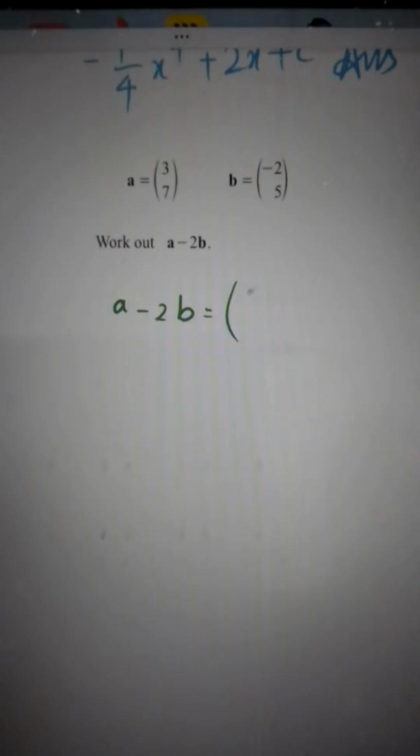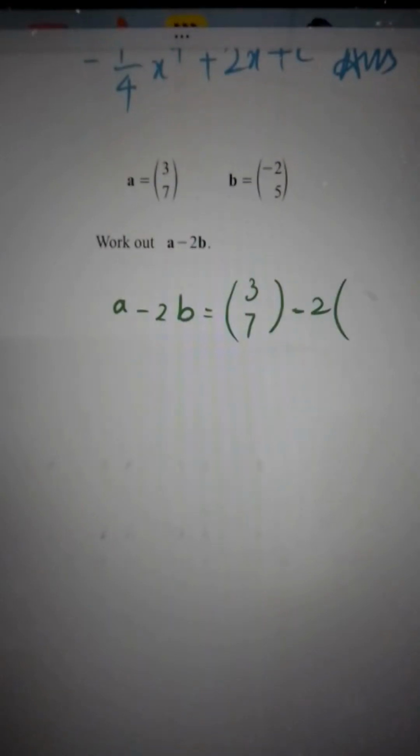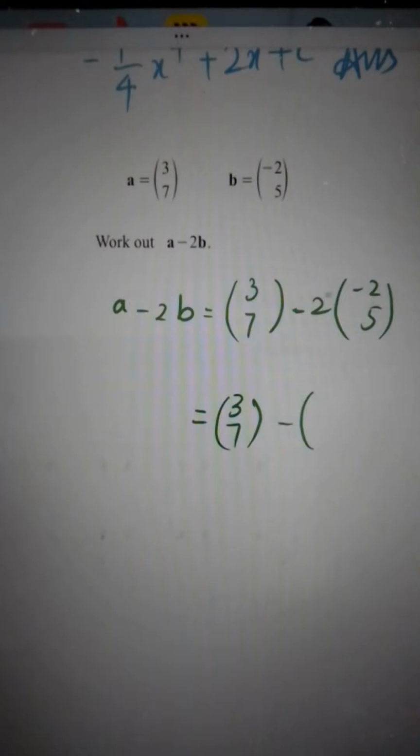A minus 2b can be written as, a can be written first, right? A is (3, 7). Then we write the minus sign. Then we write 2, and then the other vector, which is (minus 2, 5). Here, scalar multiplication is done first. How is it done? The first vector (3, 7) remains unchanged. The second vector, we multiply each entry or each component of it by 2. So 2 twos are 4, obviously minus 4, and 2 fives are 10.